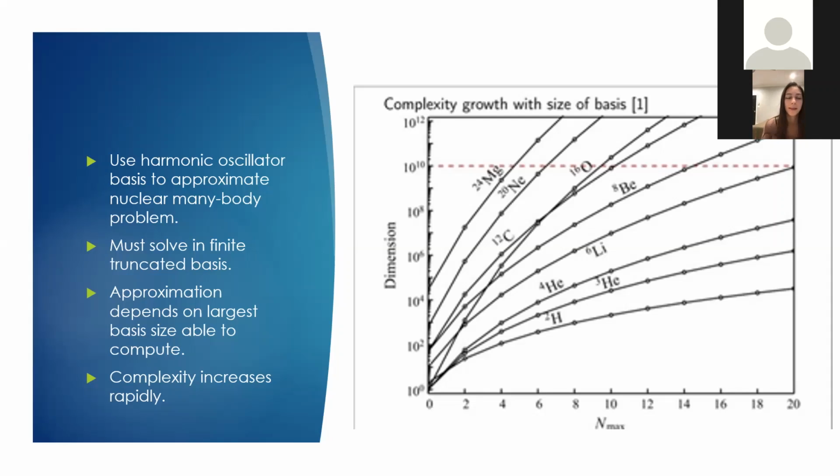Therefore, the accuracy of the approximation depends on the largest size of basis that we're able to compute. However, the problem is, if you look at this graph, for example, this is a basis size of 2, and for something like carbon, the dimension is 10 to the 4th, which is a very large thing to compute. And then if you increase the basis size a little bit to increase your accuracy, we're already at 10 to the 6th, which is a lot bigger. So what we're trying to do here is find a technique to improve the accuracy of our approximation without having to increase the size of basis that we have to compute.